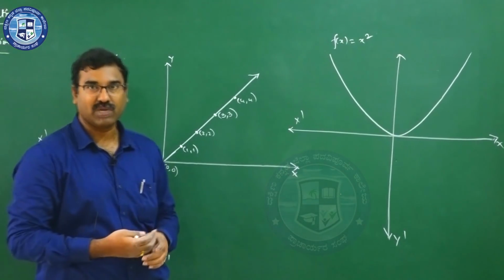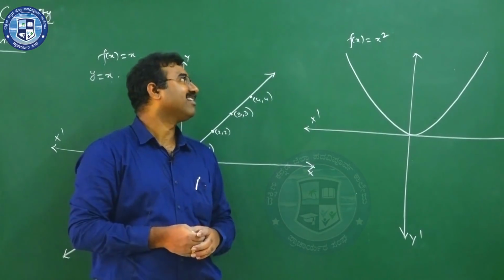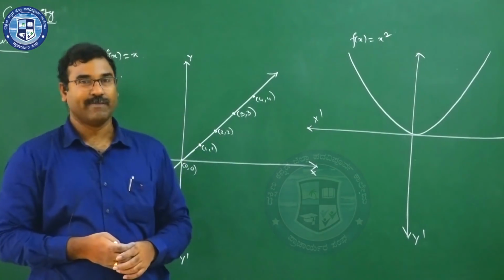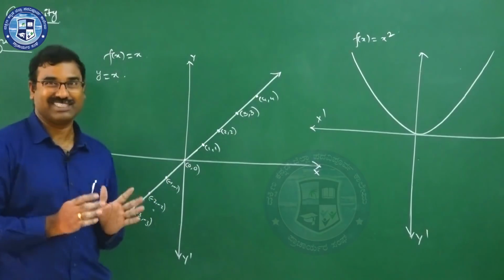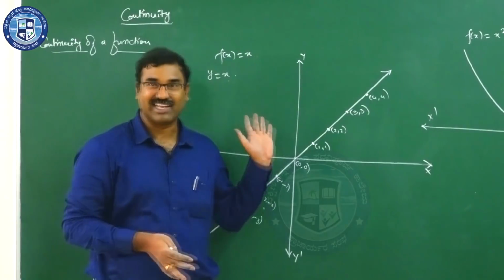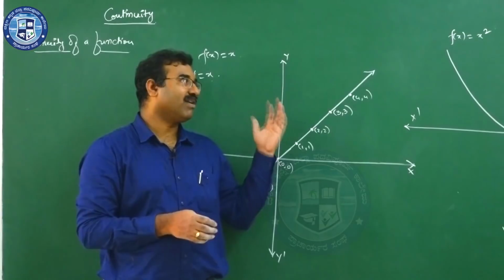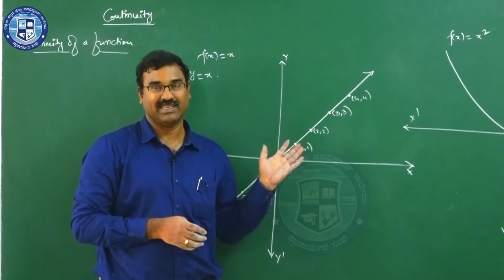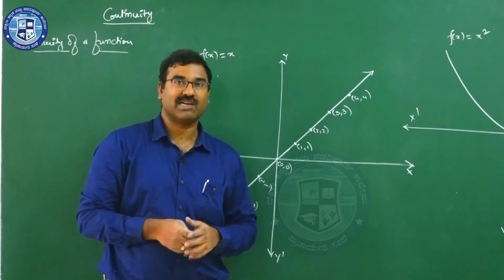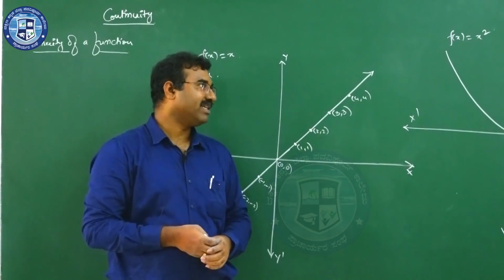But whether it is possible every time to draw the graph and to say that it is a continuous function, it's difficult, because we know only a few standard graphs, but we don't know the entire graphs of all functions. That's why we have to use the concept of limit to check whether the function is continuous or not. So with the help of the concepts of limits, we are going to see the development in this topic.